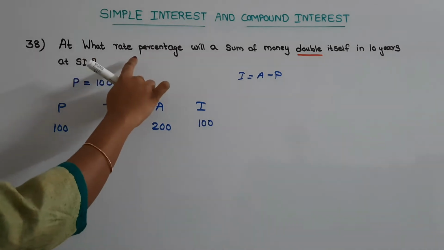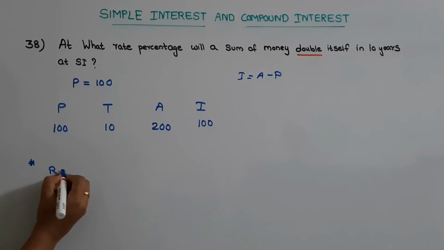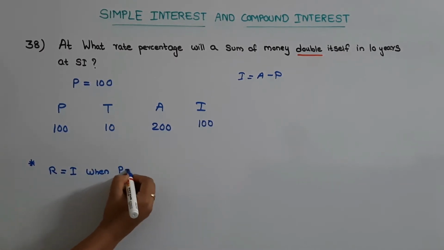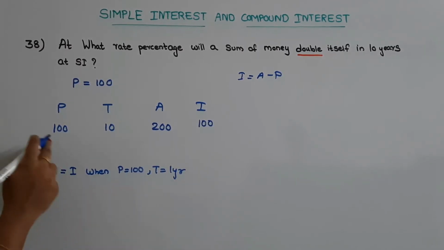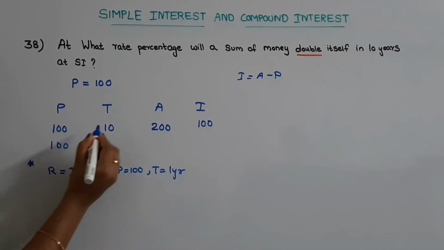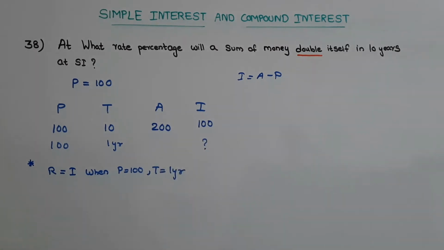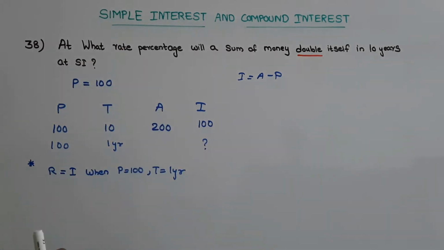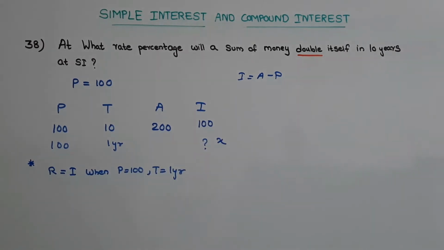Now we need to find out the rate of interest. I told rate of interest is equal to interest when principal is 100 and time period is 1 year. So when principal is 100 and time period is 1 year, whatever the interest value is, that will be equal to the rate of interest. So if we find out this interest value, we will get the answer. So let us assume this as x.